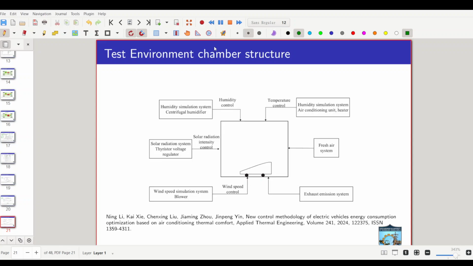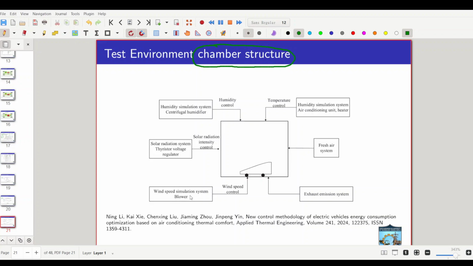Okay. So the second environment is creating one test environment structure, a test chamber. This is a typical test environment for measuring the efficiency of electric vehicles. You have one electric vehicle on a platform. It is practically on a platform.